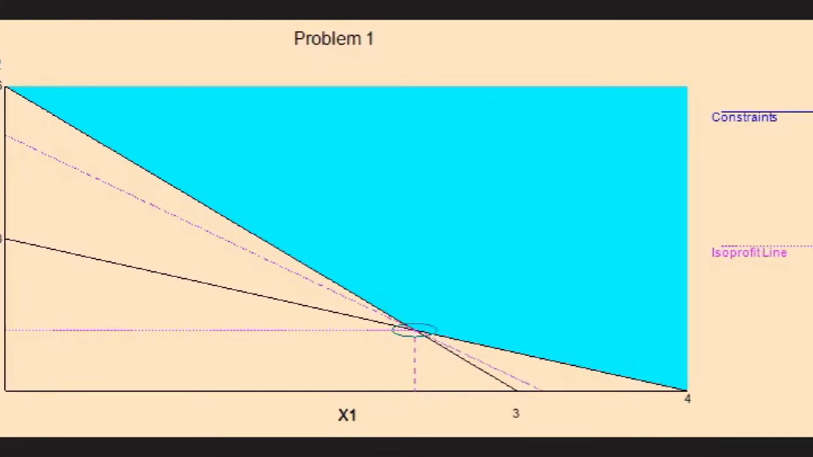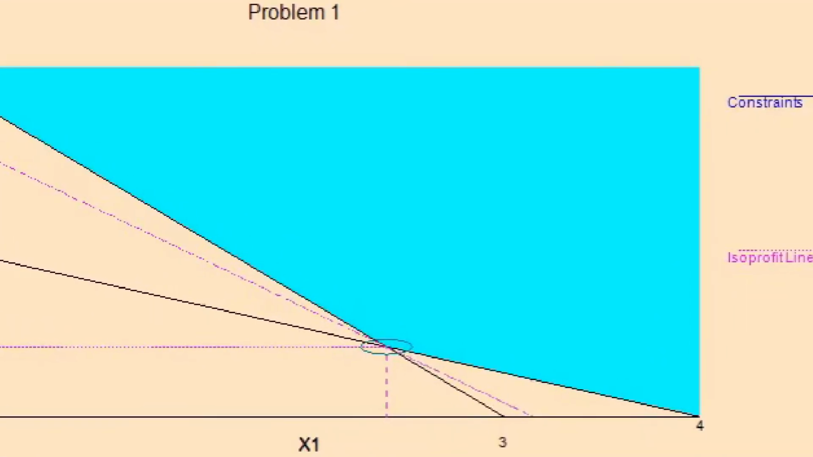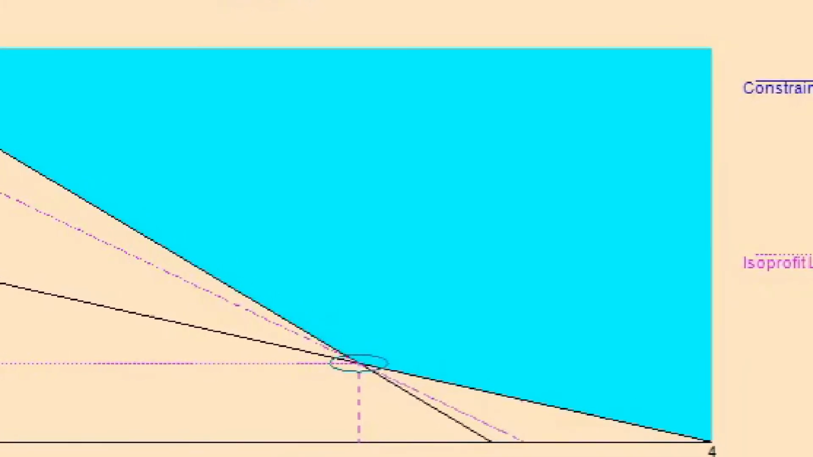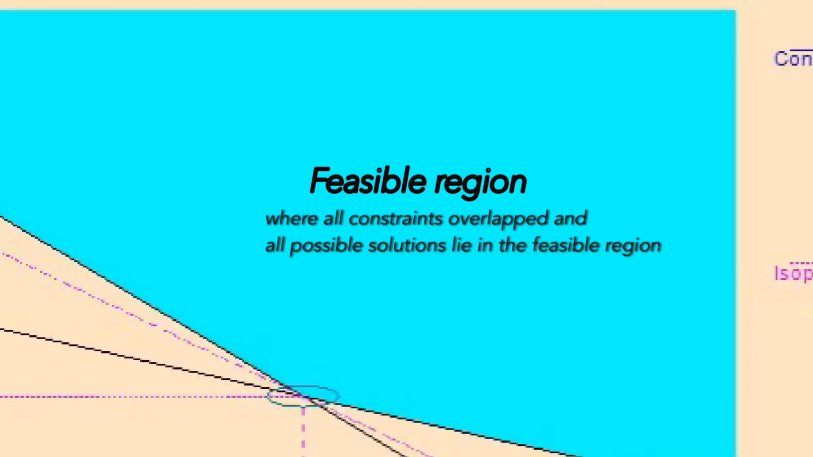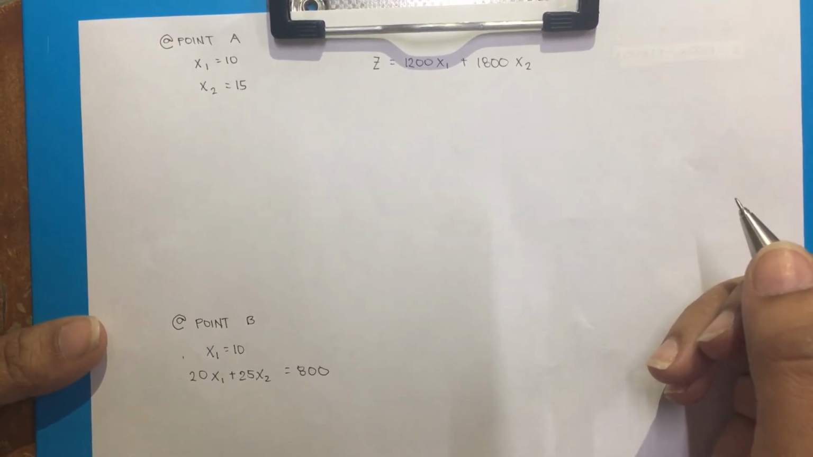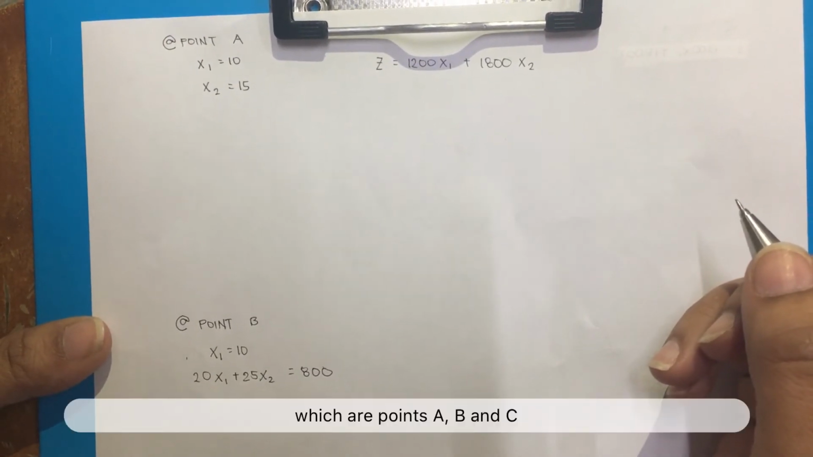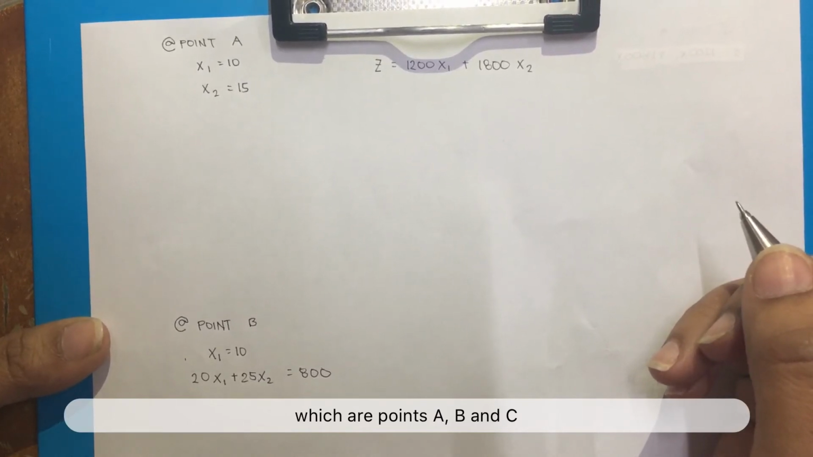Based on the coordinates solved in getting the x1 and x2 intercepts, we then graph the coordinates to get the corner points. The shaded area is called the feasible region. To solve for the optimal solution, we will use the corner point method, which are points A, B, and C.